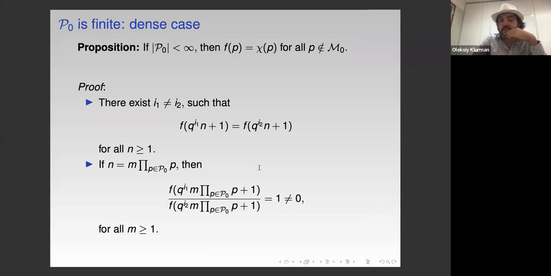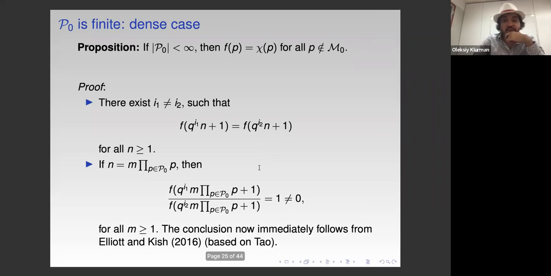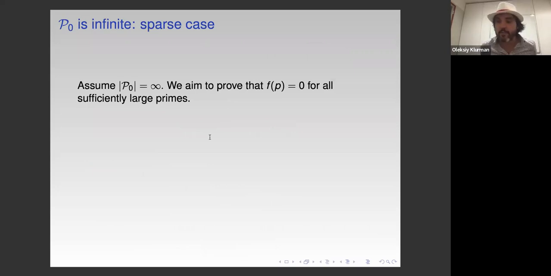It's a non-zero quotient. And what we understood after this talk of Jean-Paul is that the conclusion immediately follows from what Elliott and Kish proved, based on this breakthrough of Tao. For people who are here and know about correlations, this is about f correlating very much on the two progressions, and you can use the machinery that has been developed to refute that. Elliott and Kish proved, and there are now other proofs following my work, that such functions must be Dirichlet characters. That's the only way they correlate. And so now the only thing I need to consider is when there are infinitely many primes for which f is 0.